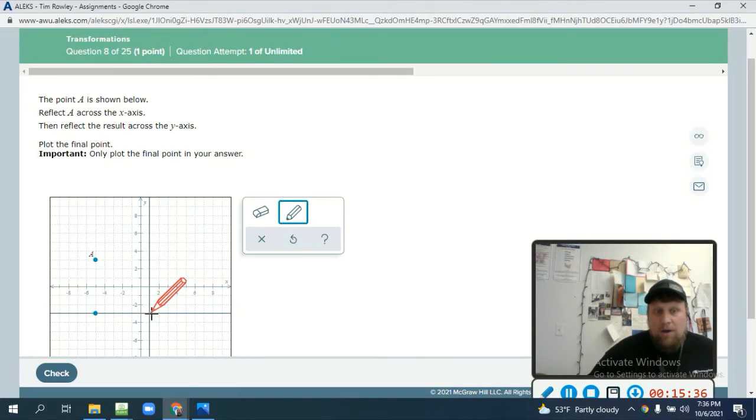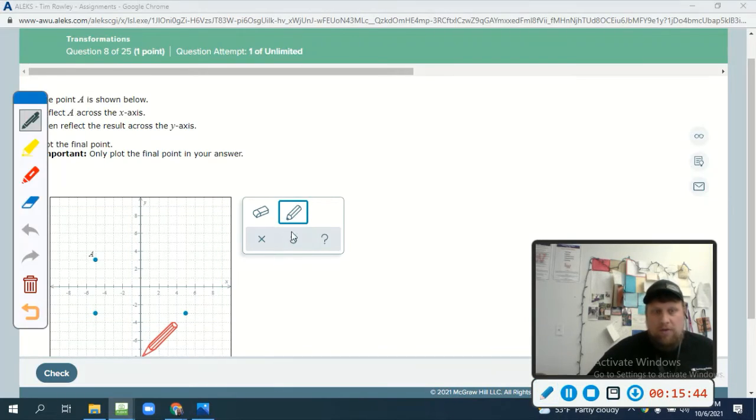So I'm going to go 1, 2, 3, 4, 5 for my final landing point. And let's check and write what the different changes did to the point. So first, when I reflected it down across the x-axis, notice the x value stayed the same. It's still 5. So this original point was negative 5 and then up 3.